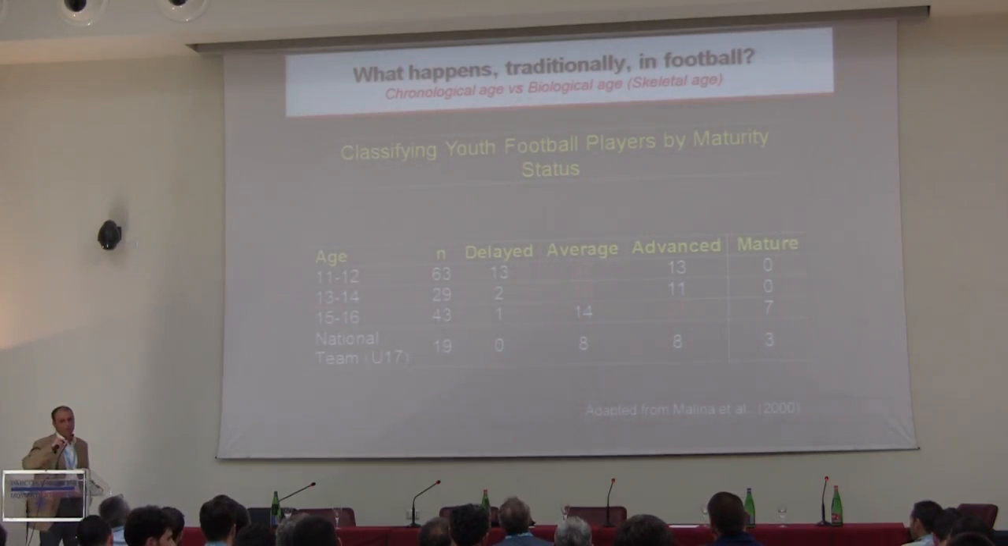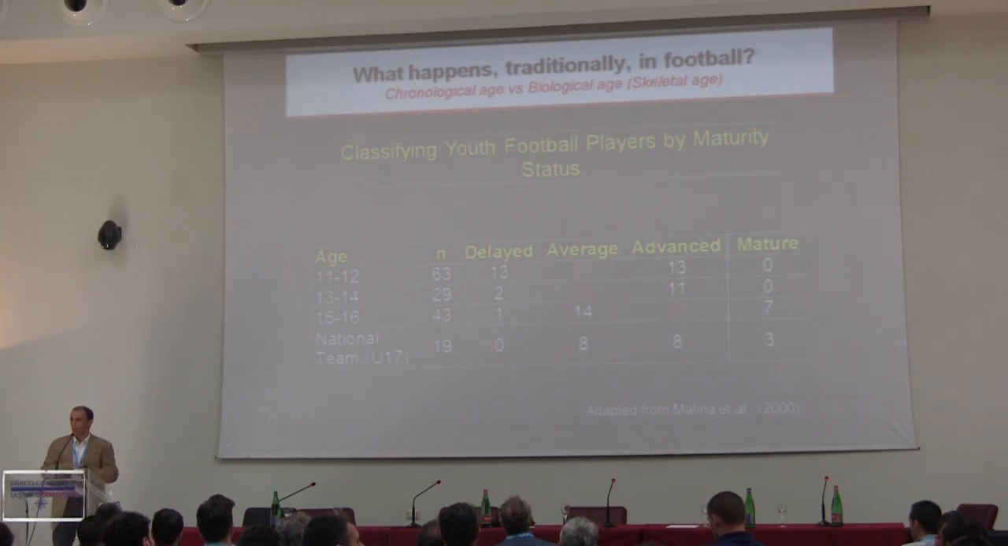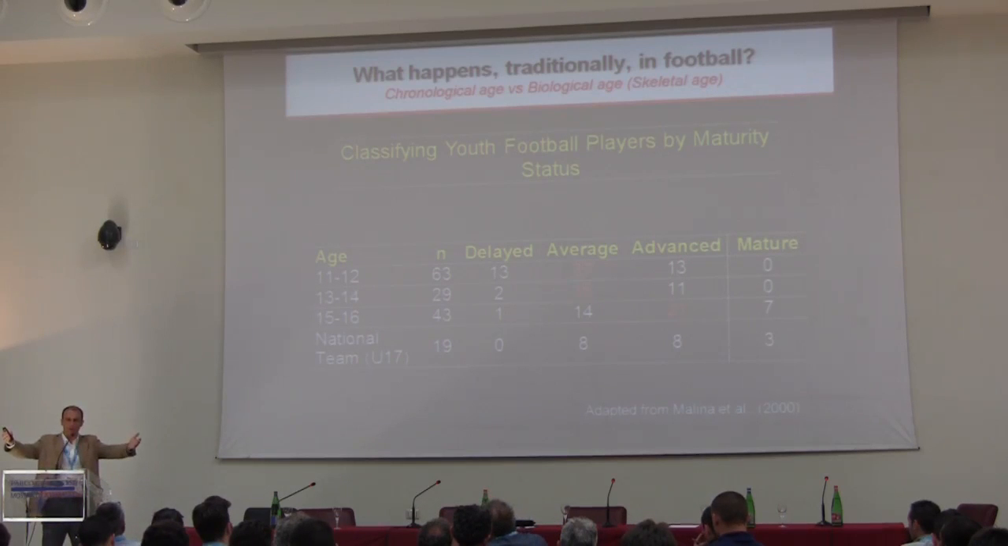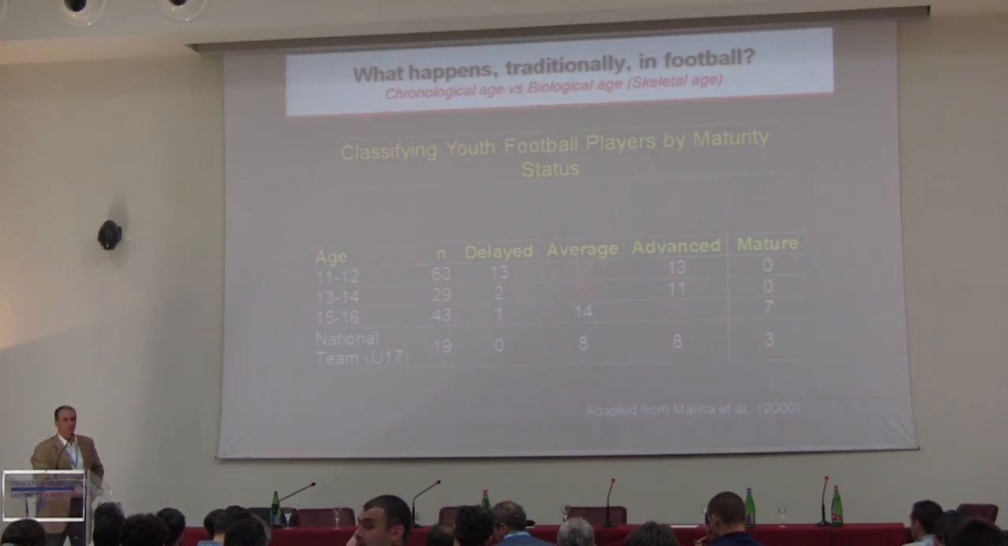Just using different categories, let me say, at different age groups. At the 11, 12 age group, look: delayed players, average players, and advanced players. The average player is when the biological age and the chronological age are quite similar, within the range of 1 year. And advanced players are when the skeletal age is advanced of chronological age. So, biologically delayed players, biologically average players, and biologically advanced players. So, what happens at 11, 12 years old? Look, the majority of them are average. But there is a balance between delayed players and advanced players.